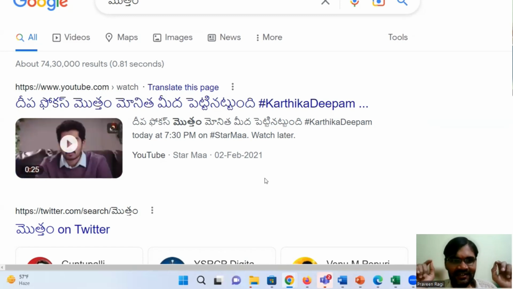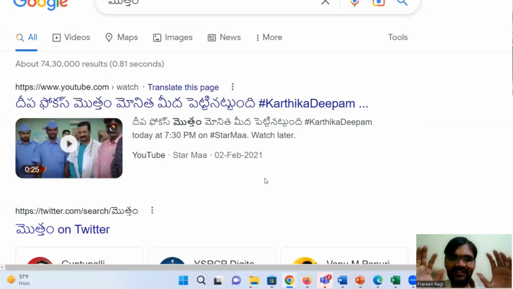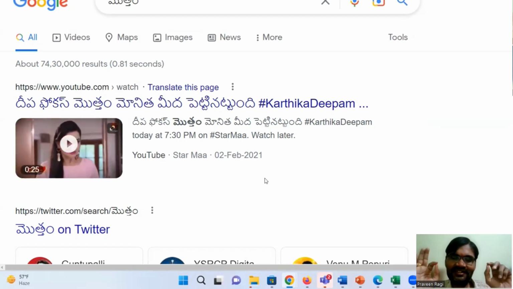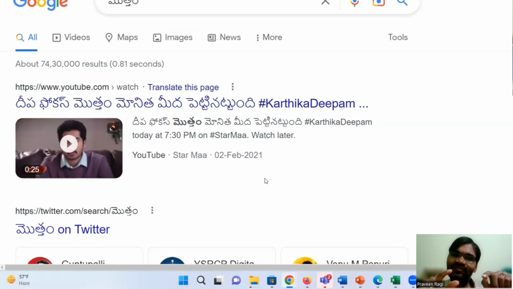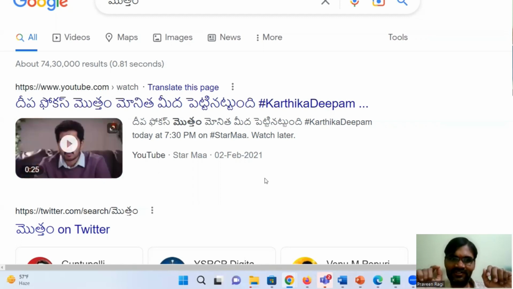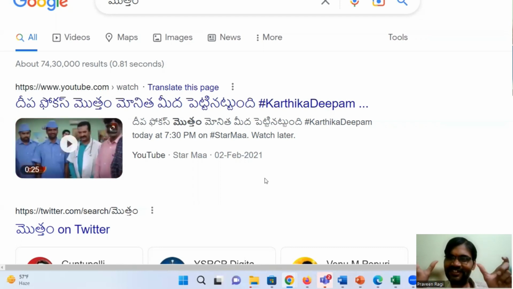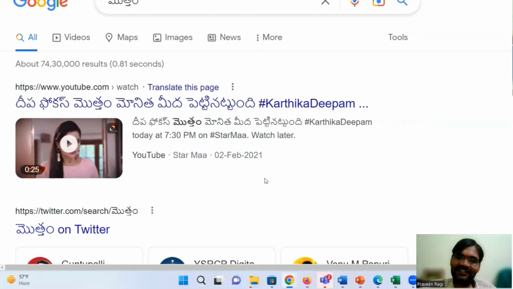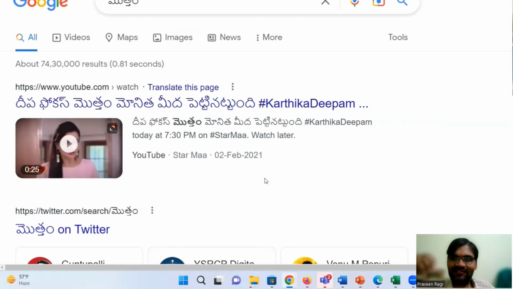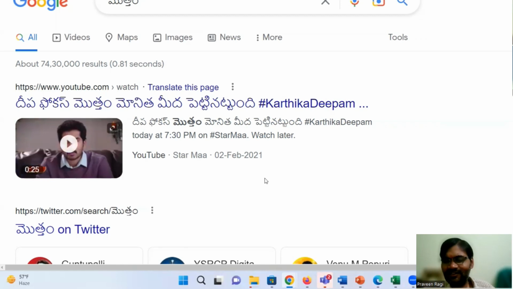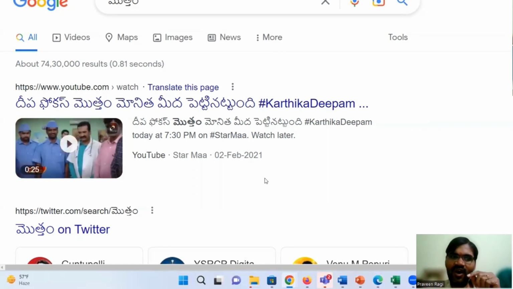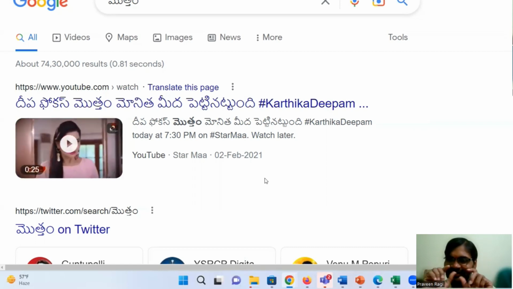That means Deepa completely focused on Monita. Then we need to add the meaning of pettinattundi: it seems. It seems Deepa completely focused on Monita. This is the full sentence meaning. It seems means whatever happens, we are thinking like it is happening. Ayinatlundi, pettinatlundi, tinnatlundi, like that the meaning comes. So we need to start with it seems. It seems Deepa completely focused on Monita. Did you understand the concept and meaning?